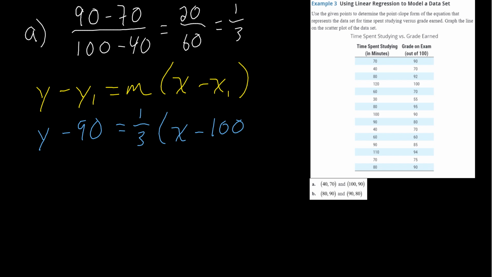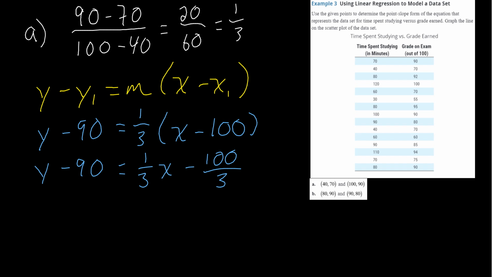I want to do the opposite of what the textbook is doing, so I can show you that it doesn't matter which point you use, you're going to get the same solution either way. So anyways, let's clean this up. We're going to have y minus 90, and that's equal to 1/3 x minus 1/3 of 100. This could be an issue, but we're just going to put this as 100 over 3.